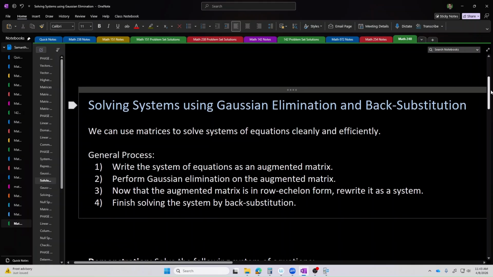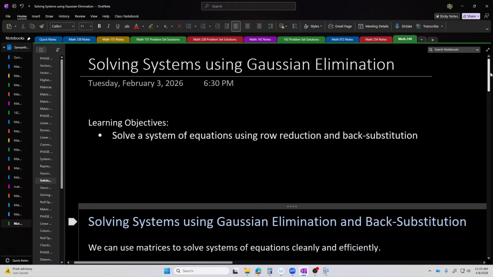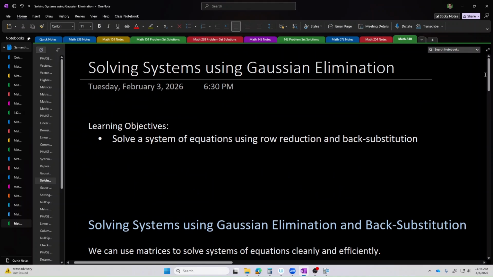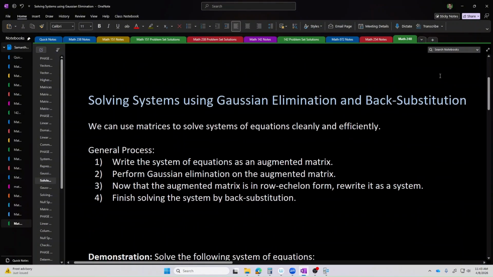So now what I want to talk about is, okay, if you have the augmented matrix for a system and you have completed Gaussian elimination on that augmented matrix, how do you read the augmented matrix and figure out what the solutions to the system must be based on what the augmented matrix is telling you?